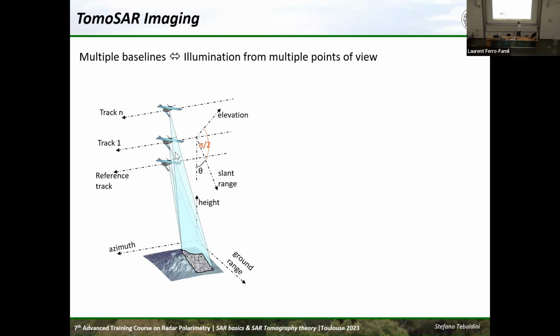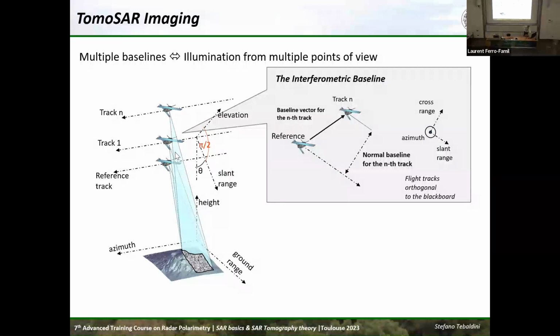A tomographic experiment is the result of flying several trajectories. This is called in jargon a multi-baseline experiment. And why this term? Because the interferometric baseline is defined. So if you take a look at this picture, you rotate it so that the satellites are flying perpendicularly to the board. The baseline is defined as the vector between a certain reference satellite and any other satellite. And the normal baseline is defined as the projection of this vector perpendicular to the radar line of sight. So this is called the baseline. If you have two satellites, this is a single baseline experiment. If you have many, this is a multi-baseline experiment.